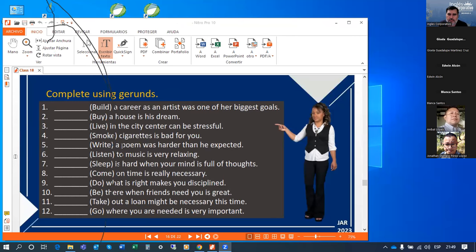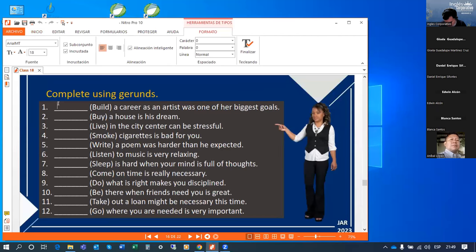Building a career. Building a career as an artist was one of her biggest goals. Buying a house is a dream. Living in the city center can be stressful. Smoking cigarettes is bad for you. Writing a poem was hard.